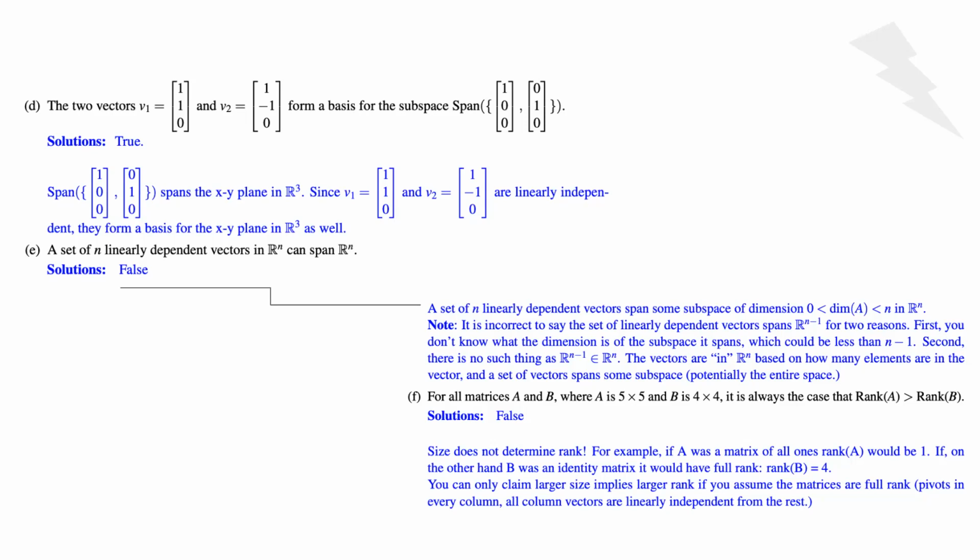set of linearly dependent vectors spans R^(n-1), for 2 reasons. First, you do not know what the dimension of the subspace it spans is, and it could be less than n-1, so you cannot say that. And second, there's no such thing as R^(n-1) belonging to R^n. The vectors are in R^n based on how many elements are in the vector, and a set of vectors spans some subspace, potentially the entire space. So you can't say what space it spans, because it could be less than n-1. That's what the note is saying. Go back over it and see what the key is.